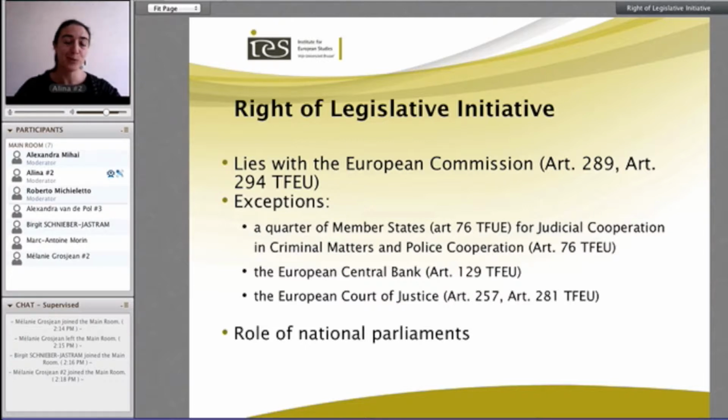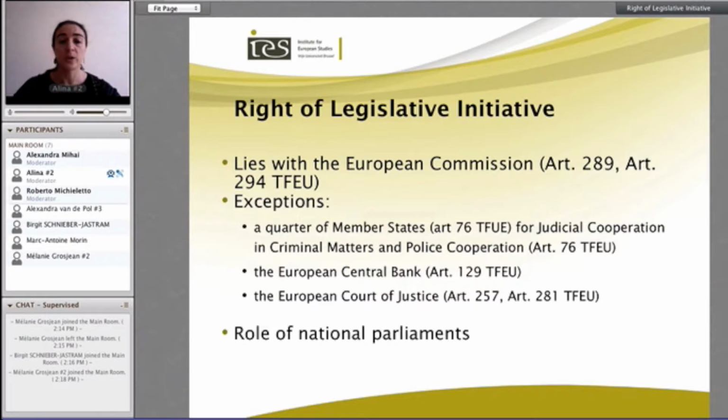Of course, every rule has also certain exceptions, so I've listed them also here. There are certain small exceptions from this general rule that only the Commission prepares legislative initiatives. And the first one is a quarter of member states for the area of judicial cooperation in criminal matters and police cooperation. This is a remnant of the former third pillar, because this area was, until the entry into force of the Treaty of Lisbon, subject to intergovernmental cooperation. That means that the Council was the major decision-making body in this area. And here a quarter of member states could start a certain legislative initiative.